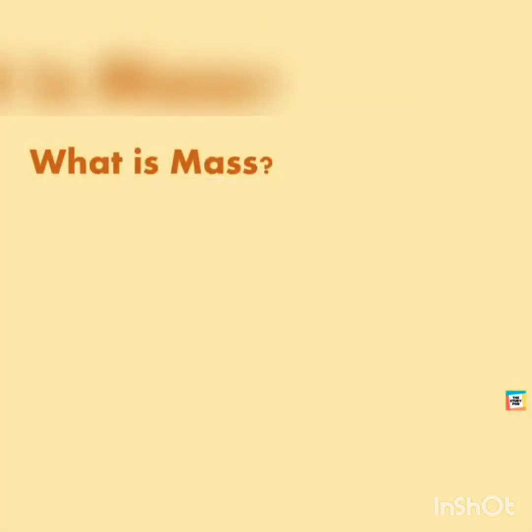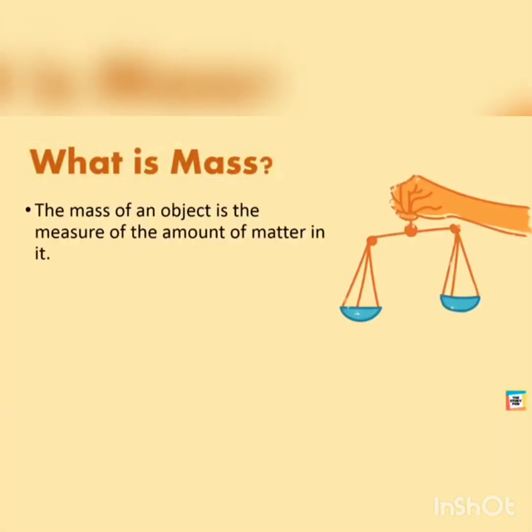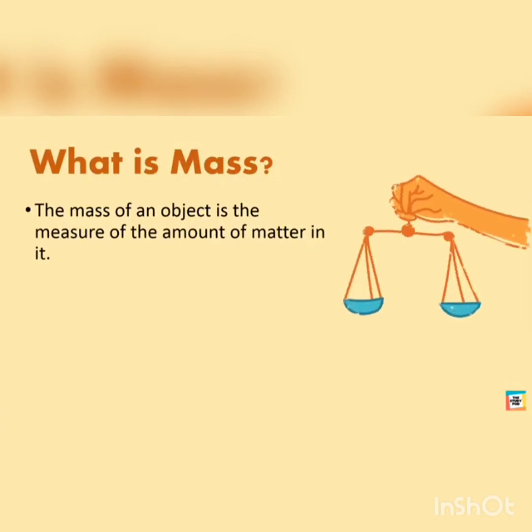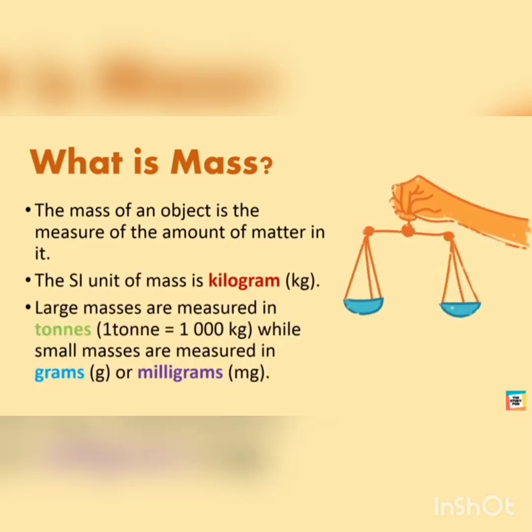Mass and density. What is mass? The mass of an object is the measure of the amount of matter in it. The SI unit of mass is the kilogram. Large masses are measured in tons, while small masses are measured in grams or milligrams.